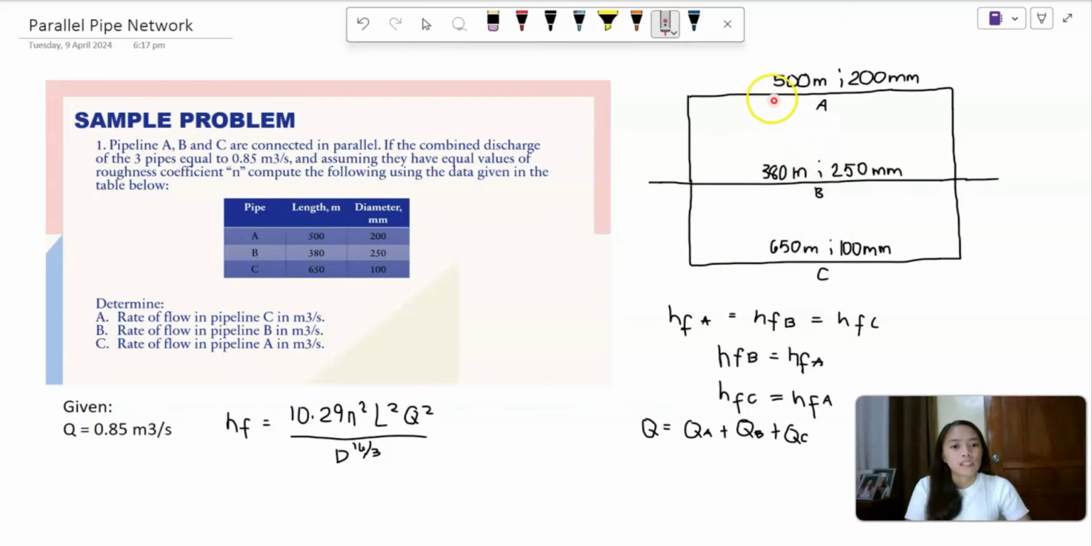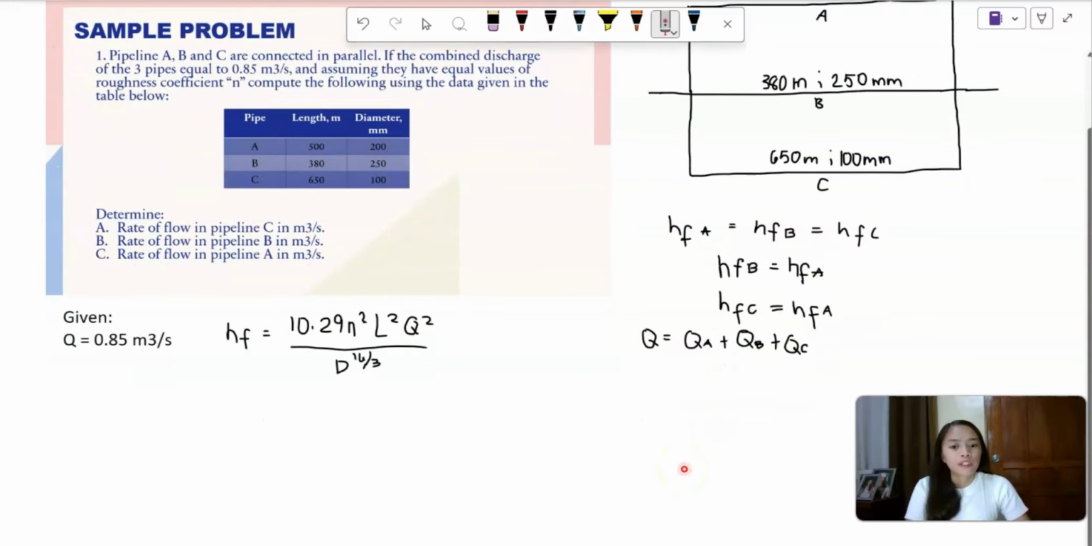So as we can see, this is a parallel pipe network. So for our head loss from the general rule, the head loss in pipelines A, B, and C are just equal. So we have here HFA is equal to HFB is equal to HFC. And we can also write it as HFB is equal to HFA, HFC is equal to HFA, since we will use these two equations here later.